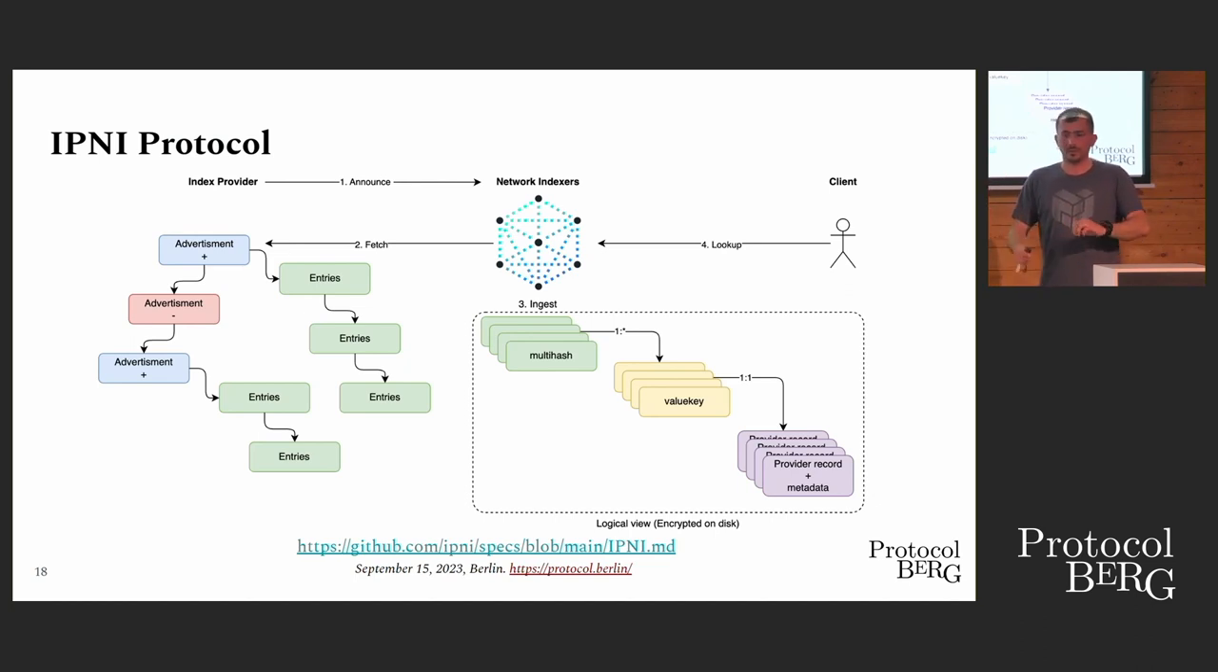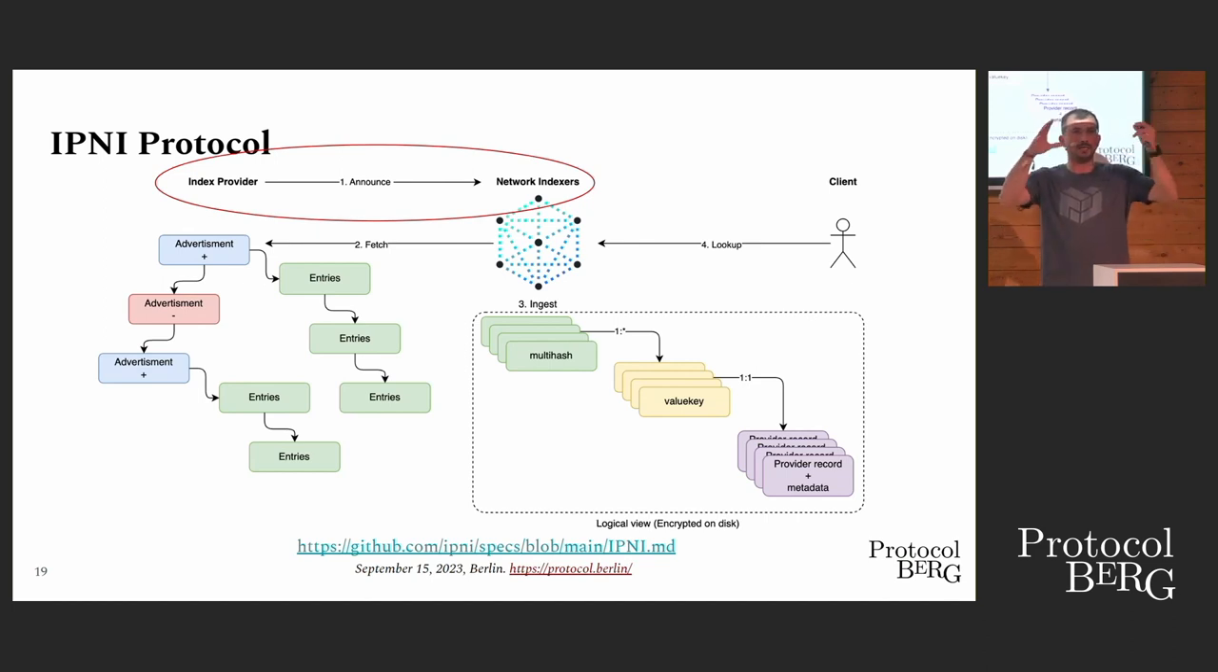So I'm going to walk through each of the stages of the protocol. I want to leave more time then for questions. So let's first talk about the first thing that happens, right? The first thing that happens after the index provider has curated this catalog of information is the index provider simply announces to the network that, hey, I have something new.